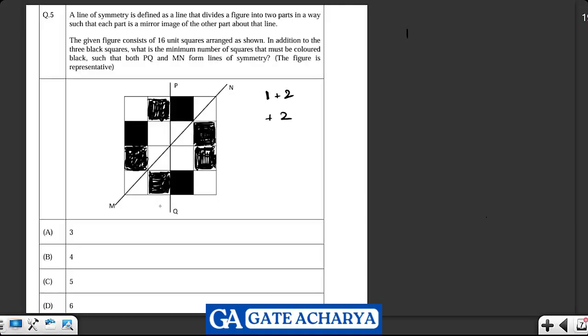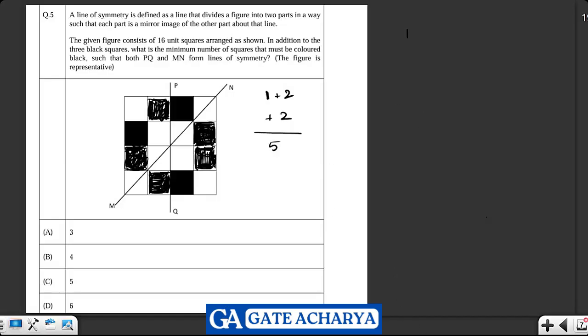So MN is okay. What about PQ? This is similar, this is similar, this is similar, this is similar. So now everything is over. So totally how many squares did I take? 5 squares. 1 plus 2 plus 2, that is 5. The total 5 squares are needed for similarity for both, that is PQ as well as MN.